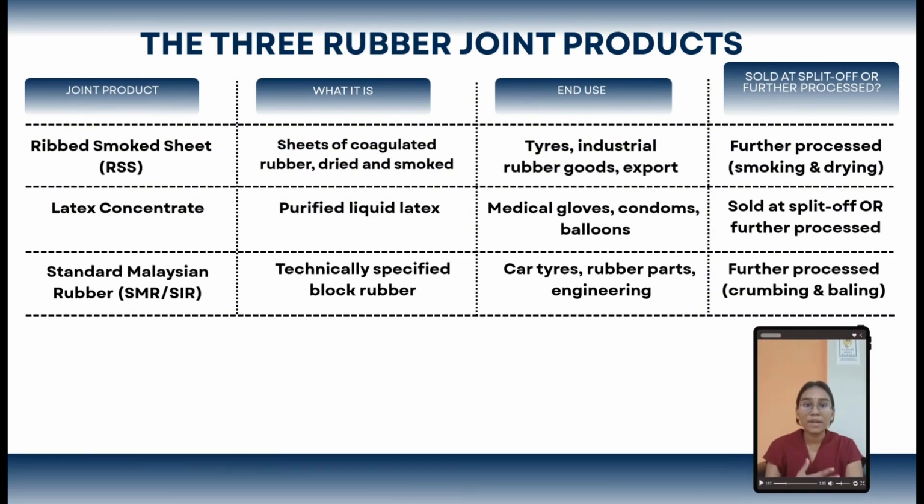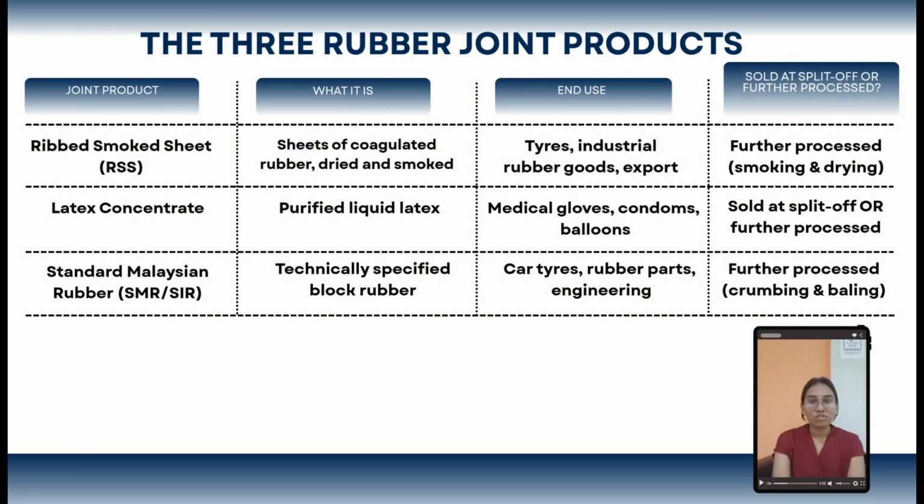So now, let me explain each of the three rubber joint products properly: what they are, where they go and what happens to them after the split off point. First, ribbed smoke sheet or RSS. This is rubber that is coagulated and then rolled into flat sheets, dried and smoked. Where does it go? Mainly into tires, industrial rubber goods and export markets. And because it needs that smoking and drying process after the split off, it is categorized as further processed.